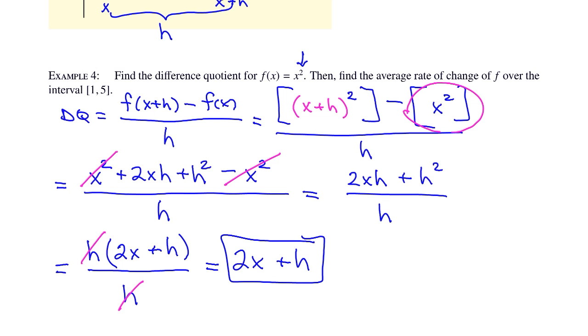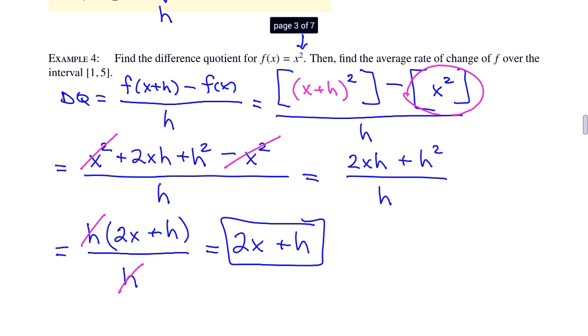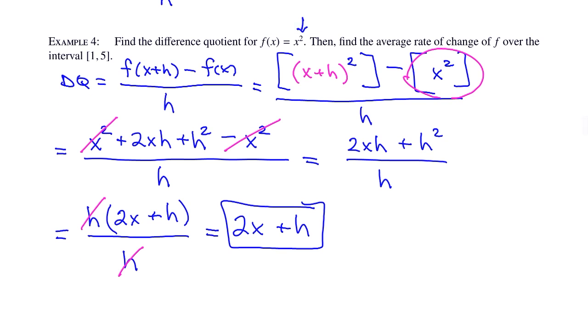And there is the difference quotient. It is a function. It's 2x plus h. And any sorts of stuff can happen with this difference quotient. So you'll get x's and you'll get h's, and you'll end up with this function. Now, for the second part of the question, it says, find the average rate of change of f over the interval 1 to 5.